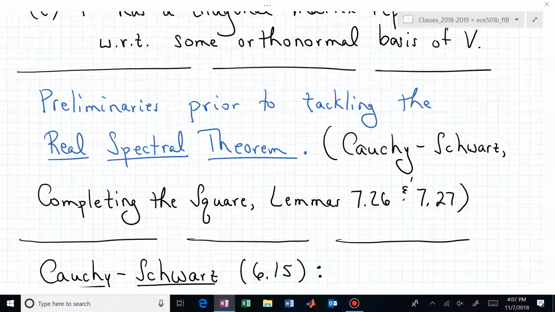We need to look at four things if we consider the lemmas as two distinct pieces. Let's review the Cauchy-Schwarz. We'll talk about completing the square and how that, now thought of in terms of real numbers, can be generalized to operators, so that we can now think of completing the square in terms of operators. Then we'll introduce lemmas 26 and 27, and then we'll state the real spectral theorem.